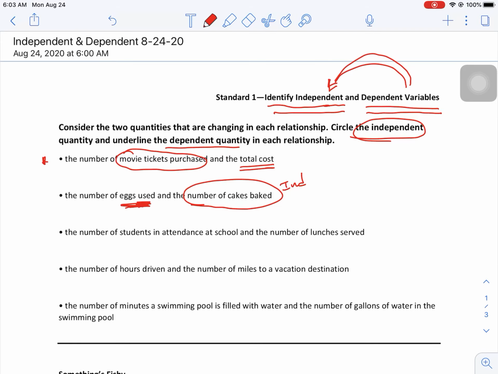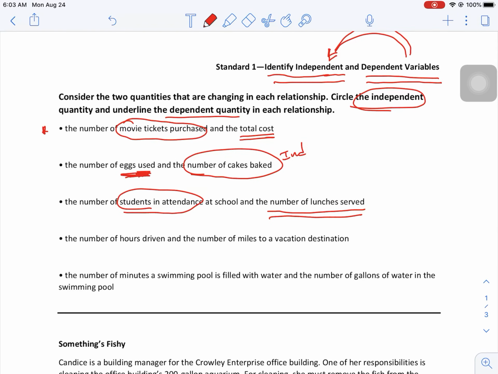Okay? So now, the third example, the number of students in attendance at school and the number of lunches served. Well, the number of lunches served is always going to be dependent on how many students are in attendance. Okay? So again, independent we circle, dependent we underline. So look at the next one, the number of hours driven and the number of miles to a vacation destination.